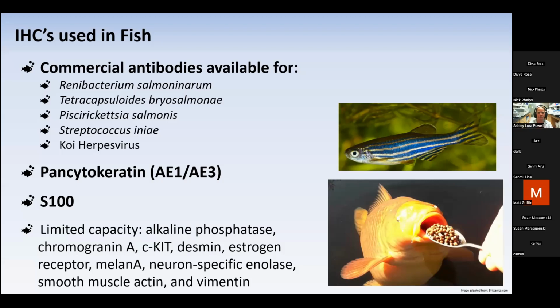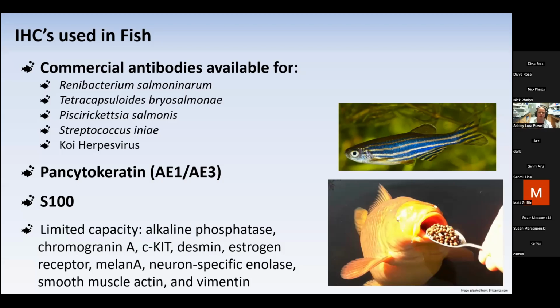Immunohistochemistries are mostly described in zebrafish and koi. This is not an exhaustive list. Some fish-specific antibodies are available, and they are somewhat diagnostically validated, such as BKD, PKT, PC rickettsia, and KHV. There's also publications for others.